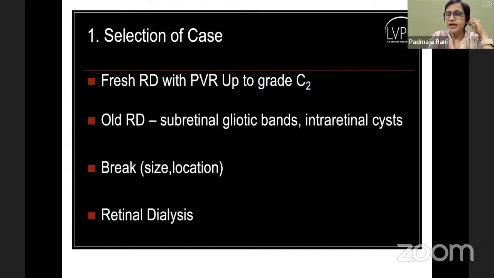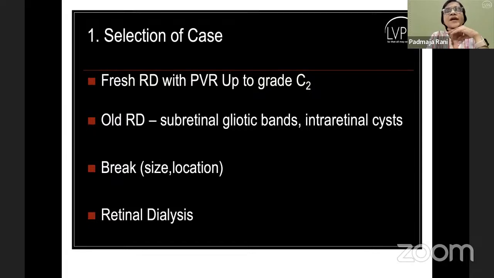Whenever you look at a retinal detachment case, it's very important to know the size of the break and also the location of the break. The location of the break is the most important, and also the type of the break. You need to appreciate whether it is a retinal hole, a lattice with hole, or a horseshoe tear. And also the location: is it around 2 mm from the ora, or near the third arcade vessel, or near the second arcade vessel? These are very, very important.